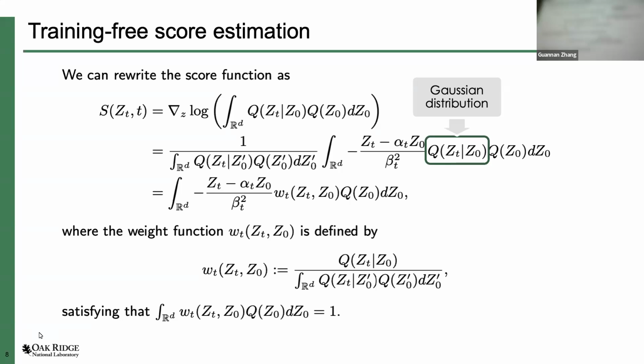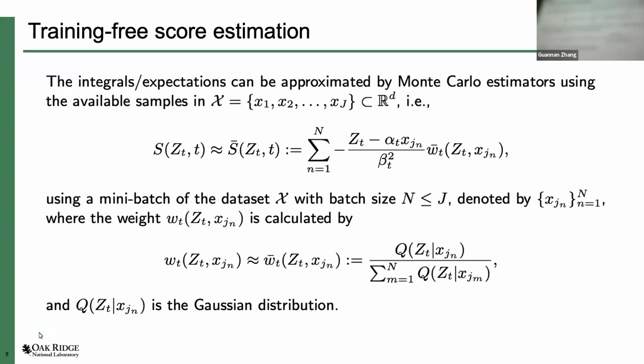With this formulation, you can take the gradient inside; the gradient is with respect to ZT. Because you know the conditional distribution of ZT given Z0, you can write out the gradient explicitly, and the score function boils down to this form. You have this weight function, which is also written as an expectation, and the integration of the weight function equals one as well. With this formulation, you can directly approximate the score using Monte Carlo samples, if you have samples from the target random variable, which is what you have. So basically that's what we do.